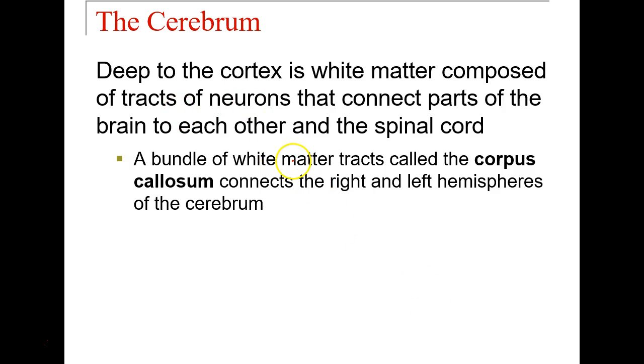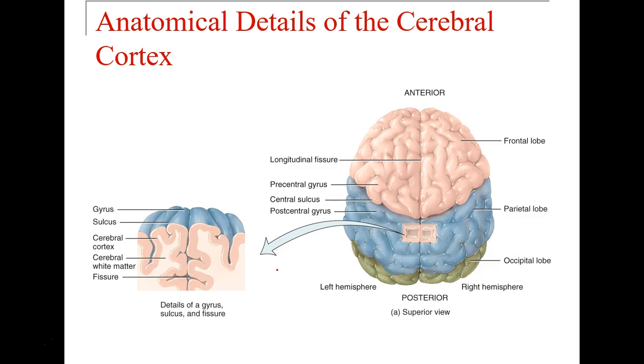Okay, deep in the cortex, we have white matter that is going to connect the two hemispheres of the brain. This is known as the corpus callosum. This is a thick portion of white matter connecting the two hemispheres.